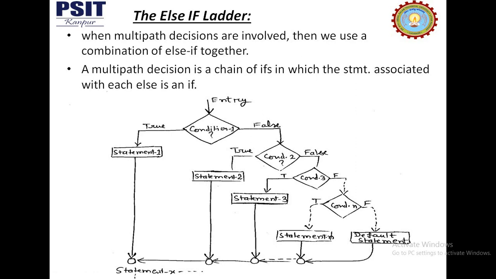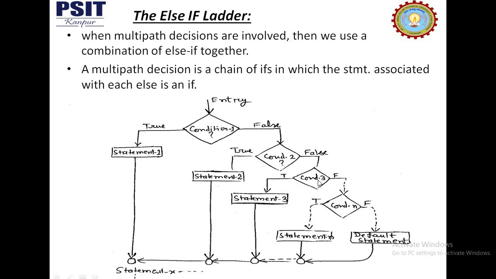Every time, the next condition is based on the previous condition. So condition 1 we have tested. If it is false, then we are going to test condition 2. If it is true, then we will go to the statement body of condition 1 and go outside the program. We will not test condition 2. If condition 1 is false, then we'll check condition 2. If it is false, condition 3, and in this way.